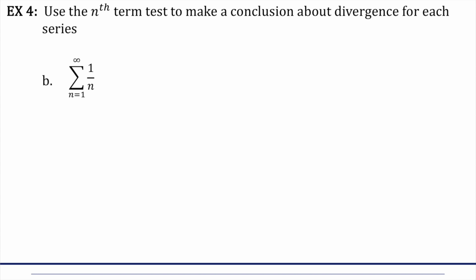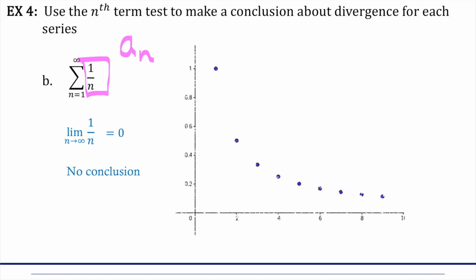Let's try another one. 1 over n. Again, this is my a sub n. And if I take the limit as n approaches infinity of that, oh, that goes to 0. That actually doesn't tell me much. I can't make a conclusion about this. And this is actually an interesting one. Let me graph it for you.